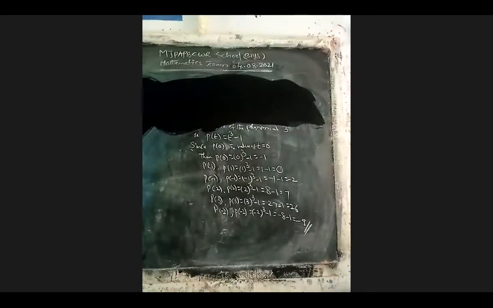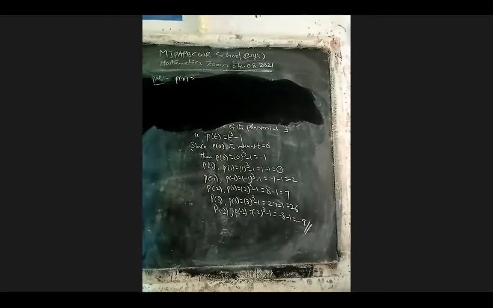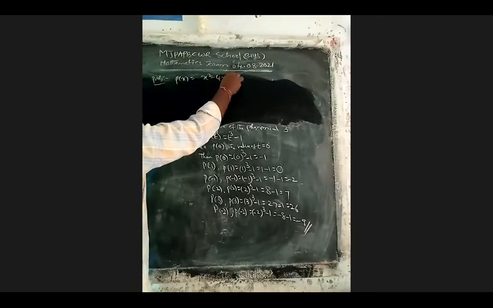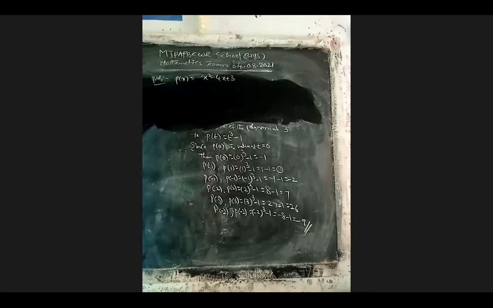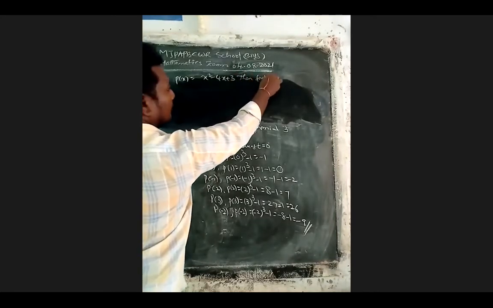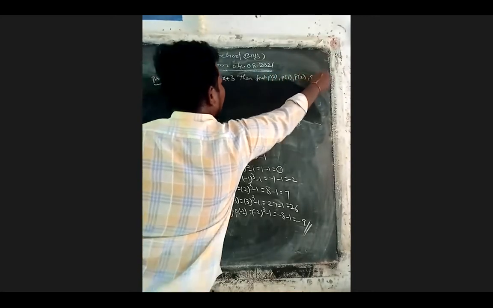And the next one. Given P of x equals x square minus 4x plus 3, then find P of 0, P of 1, P of 2, P of 3.